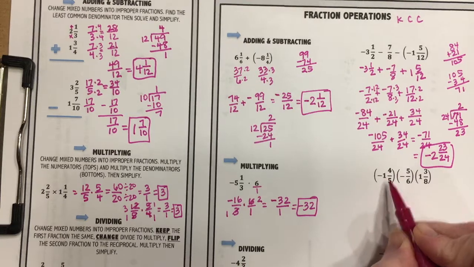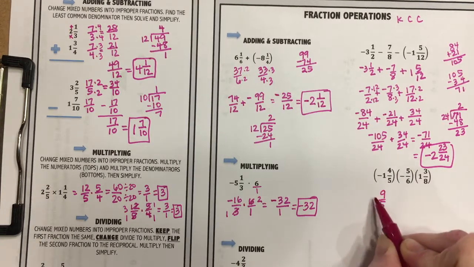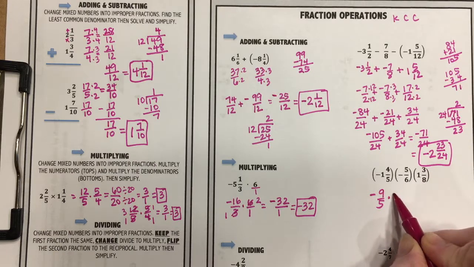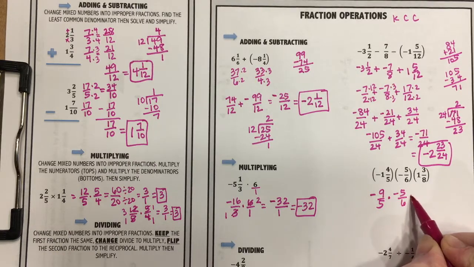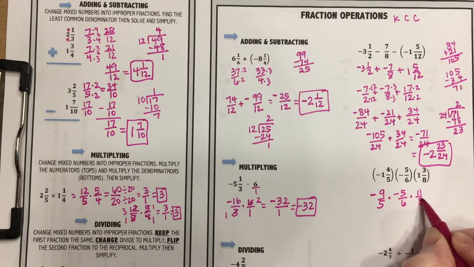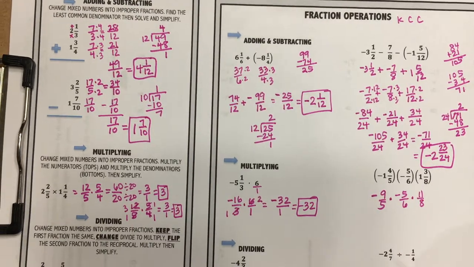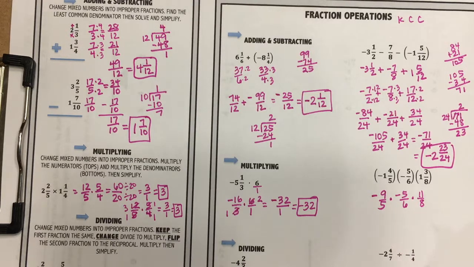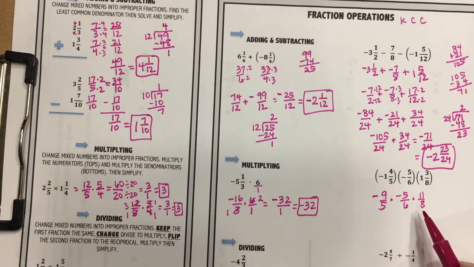5 times 1 is 5, plus 4 is 9 over 5, and it's negative. And then this one's already written as a fraction, so I don't need to worry about it. 8 times 1 is 8, plus 3 is 11 over 8. Okay, this is multiplication, so I don't have to worry about common denominators. Again, I can simplify first.